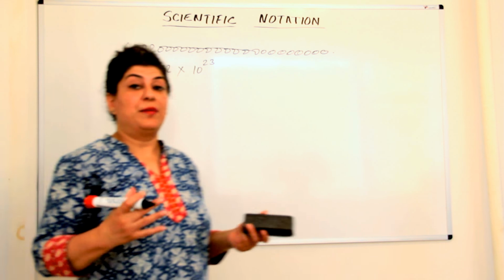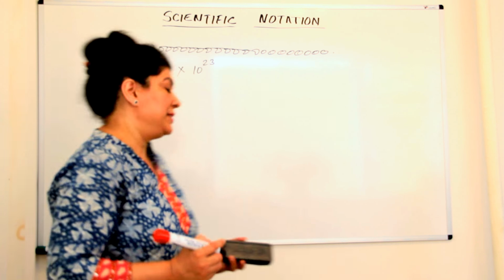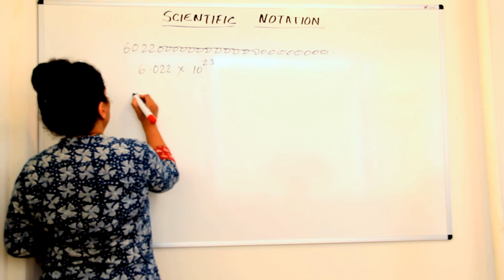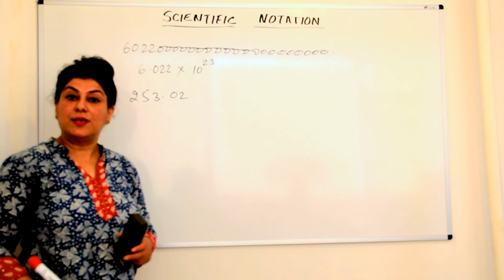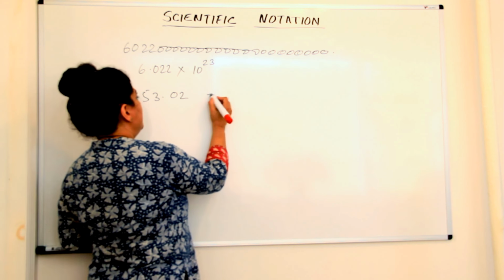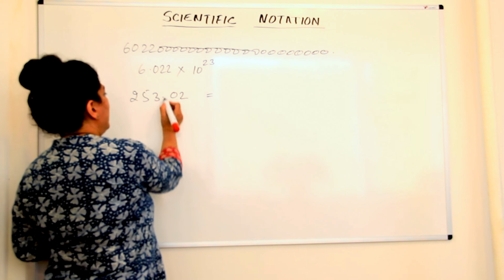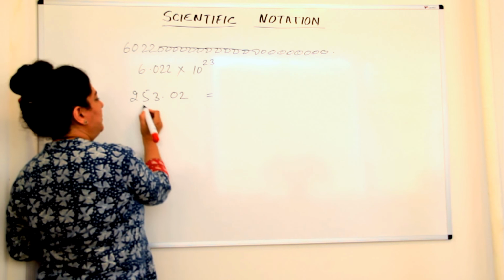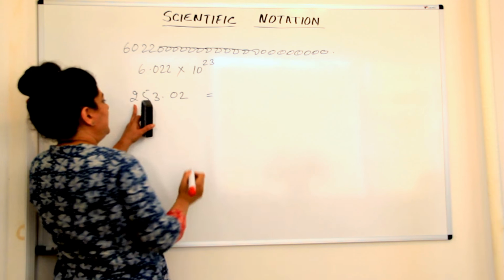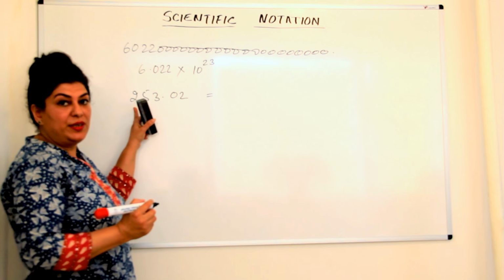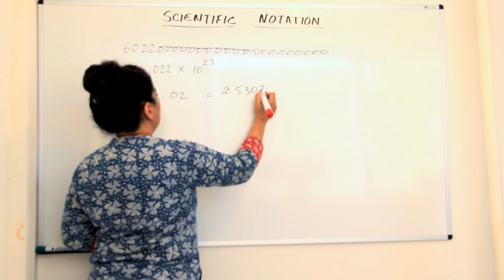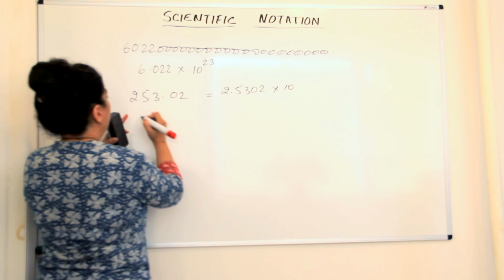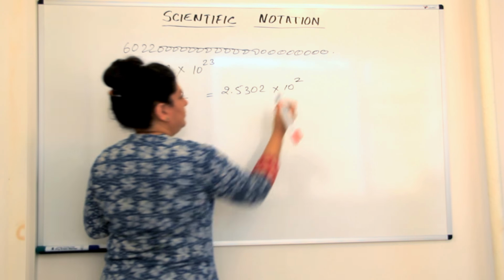How do we write numbers or convert numbers into scientific notation? You have a number 253.02. How do I convert this into scientific notation? This number would be equal to, what do I do? I shift the decimal. How many places? Just 2 places, because I need only 1 digit before the decimal. This would be 2.5302 times 10 to the power 2.